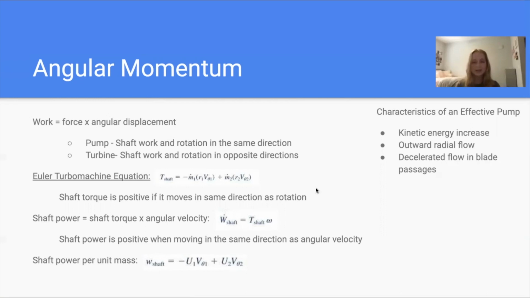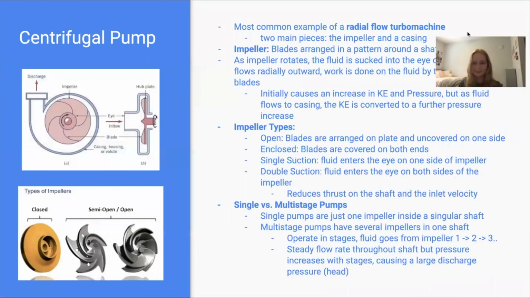Some characteristics of an effective pump include that the kinetic energy increases, there's an outward radial flow, and a decelerated flow in the blade passages.